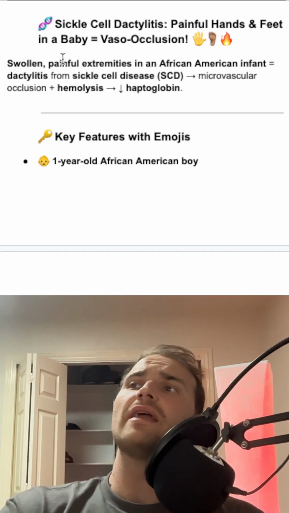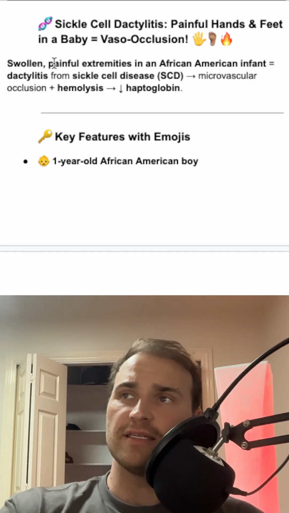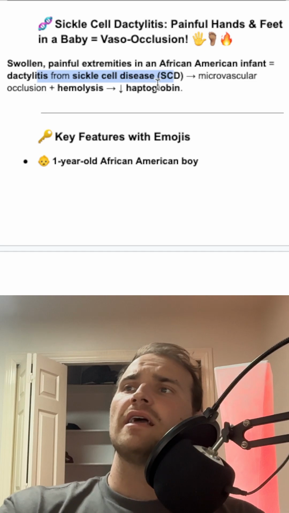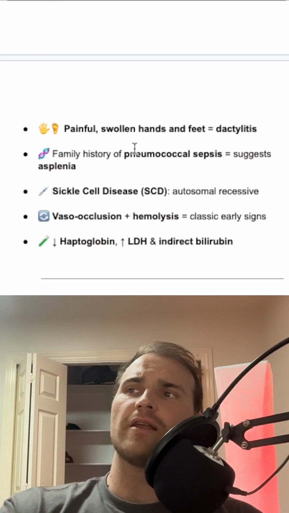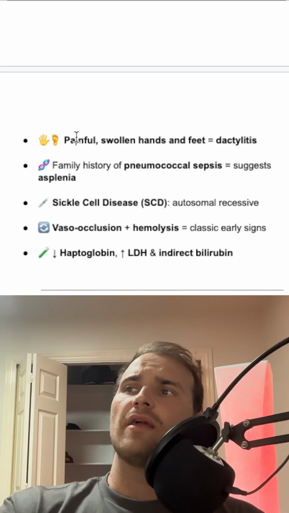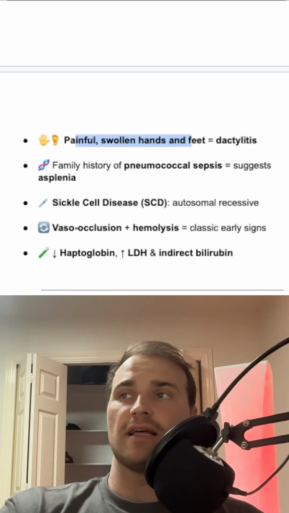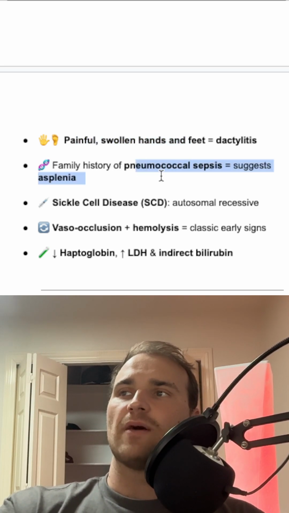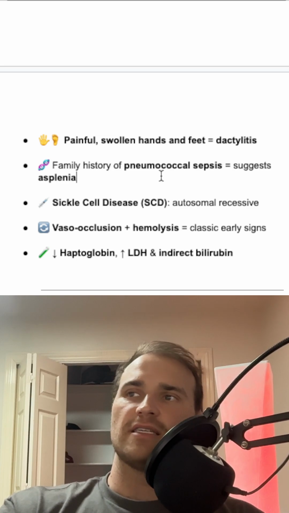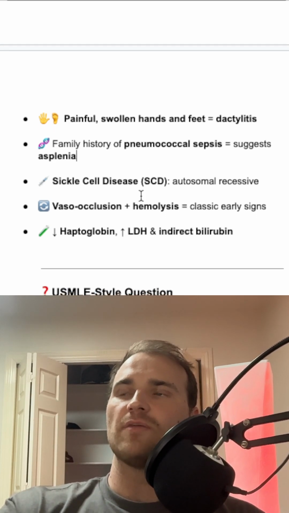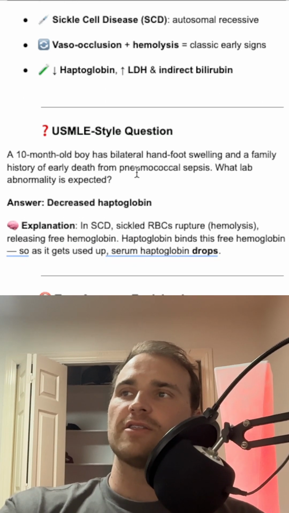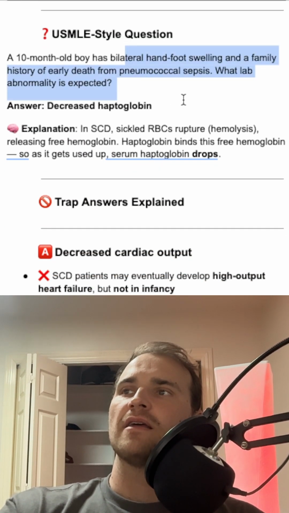So here we have swollen, painful extremities in an African-American infant, dactylitis from sickle cell, microvascular occlusion, hemolysis, decreased haptoglobin. So here we have just like a 1-year-old African-American baby boy, painful, swollen hands and feet, dactylitis, and a family history as well of pneumococcal sepsis. So that suggests asplenia. So we think sickle cell, it's autosomal recessive, decreased haptoglobin. And so here we have our question stem, bilateral hand-foot swelling. What are we going to see?